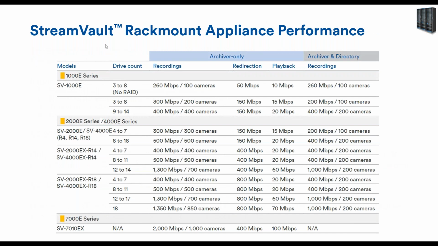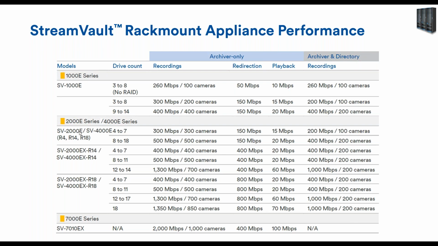So let's take a look here at the performance of each of the servers. When we start with the SV1000E, we can have a non-RAID version. That one will do the recording of 260 megabit per second. The first part here would be the archiver only, where the other part here, you can have the directory and archiver on the same server. So SV1000E 260, when you start going with RAID, is going to increment, and the more drives that you put in there will also increment the throughput that you can do with the server.